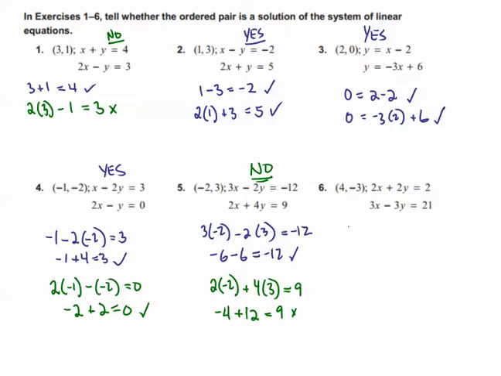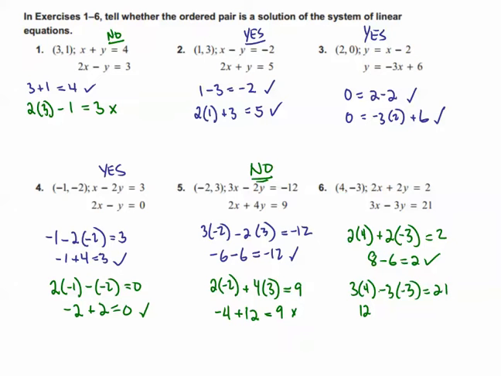Number 6, 2 times 4 plus 2 times negative 3, does that equal 2? Well, we would have 8 minus 6, which indeed does equal 2. Then 3 times 4 minus 3 times negative 3, does that equal 21? 3 times 4 is 12. Negative 3 times negative 3 is positive 9, and that equals 21. So we would say yes to that one.